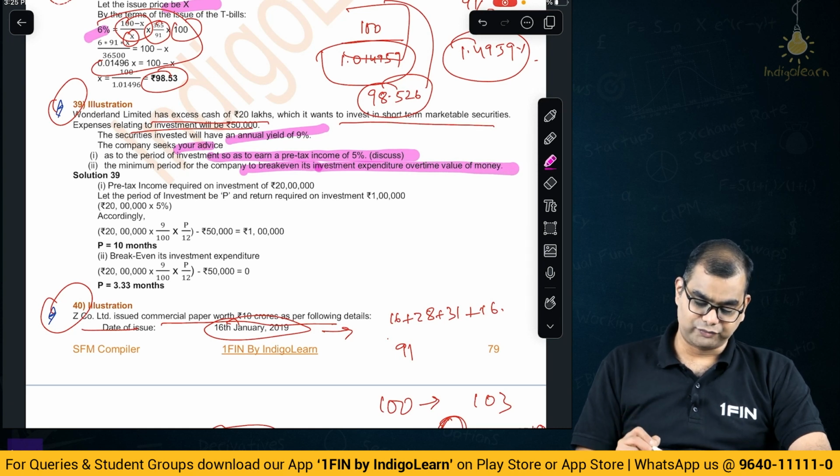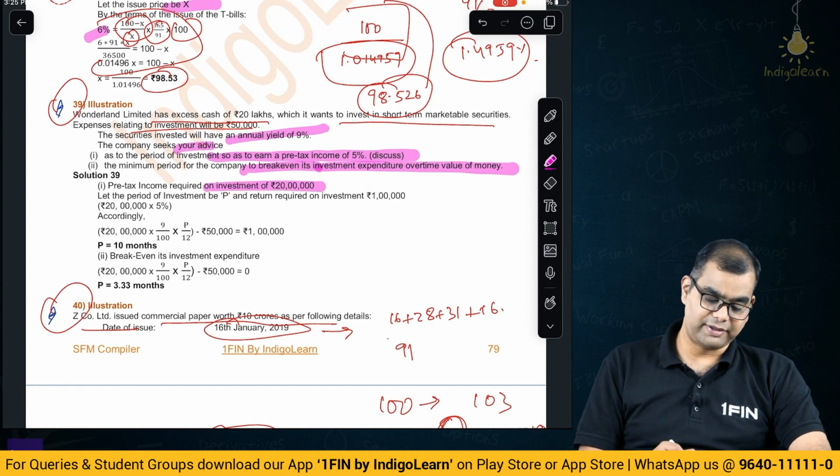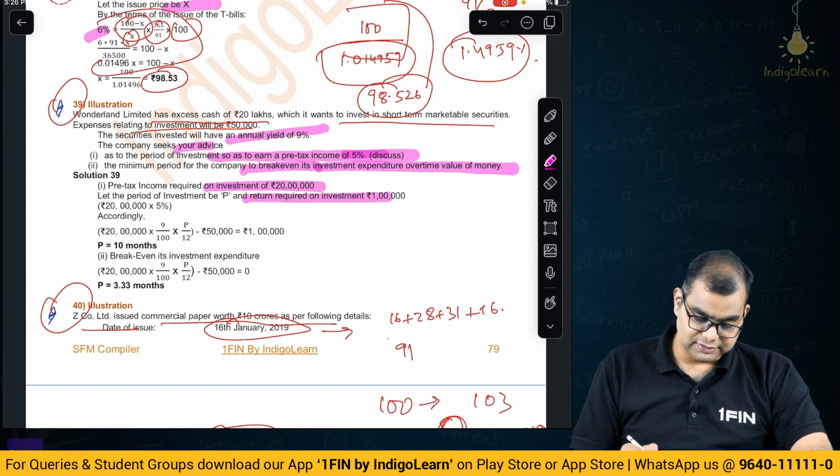time value of money. What is over time value of money? Anyway, let us see. What is the pre-tax income required? Pre-tax income required: as the securities will have a 9% yield, but they need to earn a pre-tax income of 5%. So, if you are going to invest 20 lakhs and the return on the investment needs to be 5%.